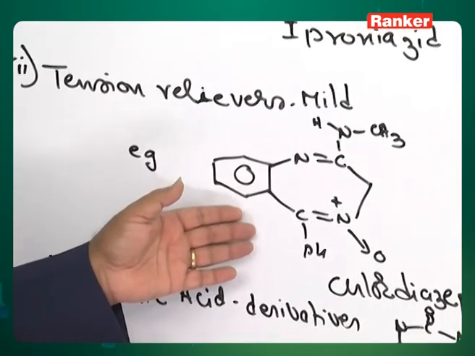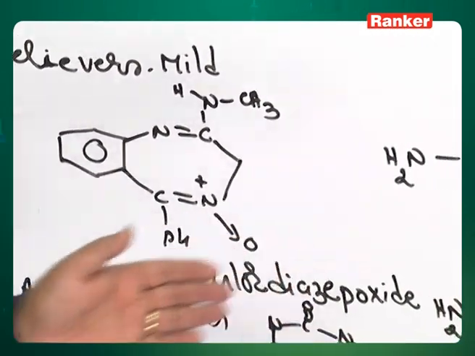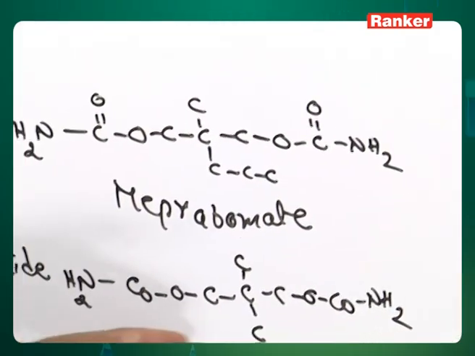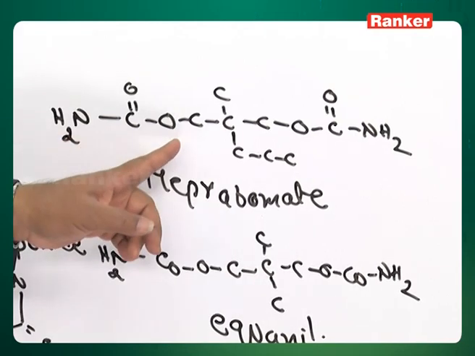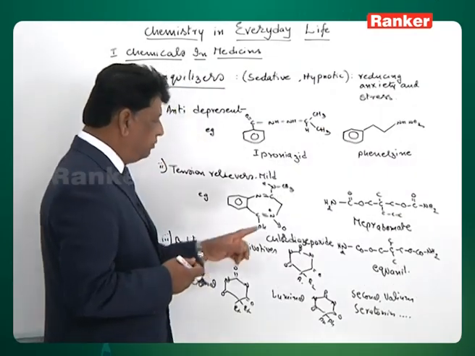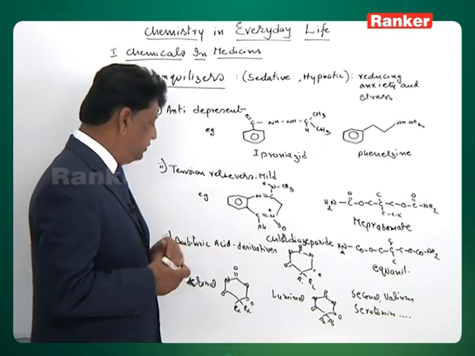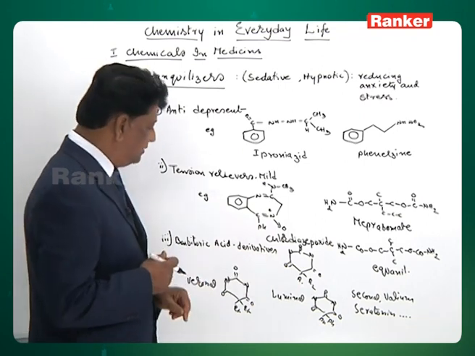In this, heterocyclic rings containing chlordiazepoxide as well as meprobamate and equanyl. These are the esters containing the amides, the other side function. And this type of drug can be used as a tension reliever in a mild dose. There is another, third type of class of drugs.